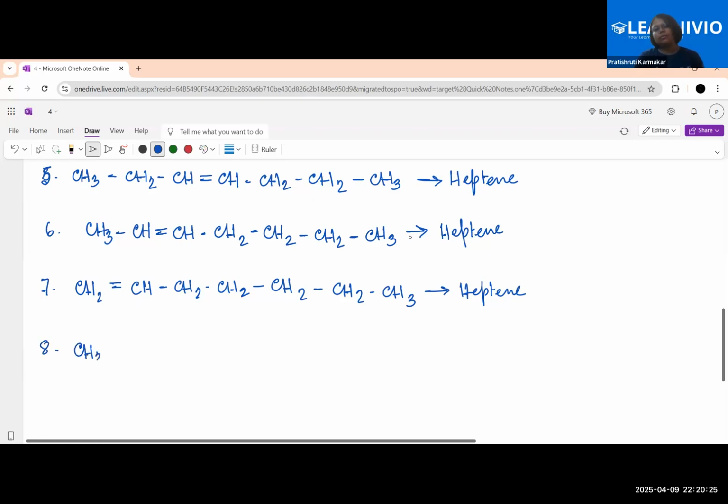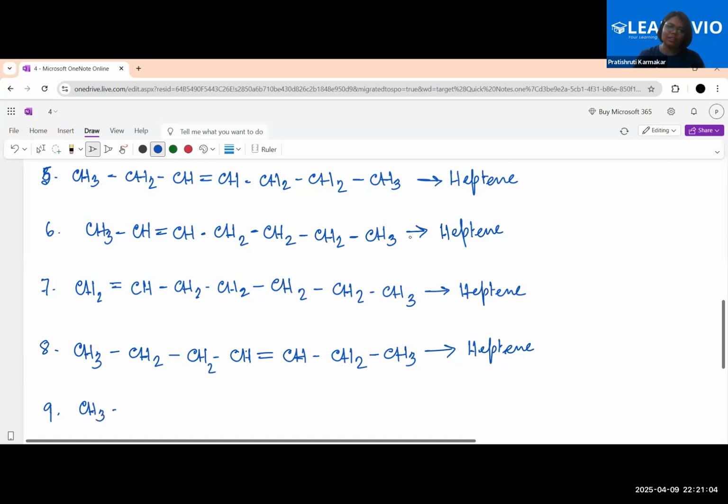Then this one will be heptene again. 15 again, okay? I see. Finally, another one.